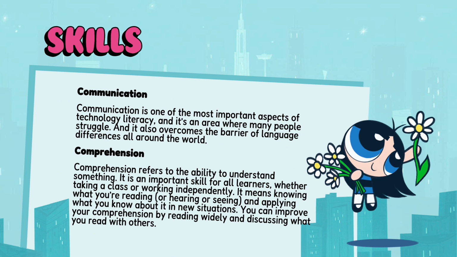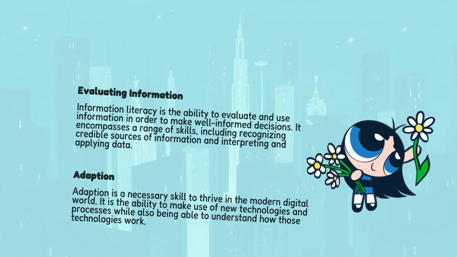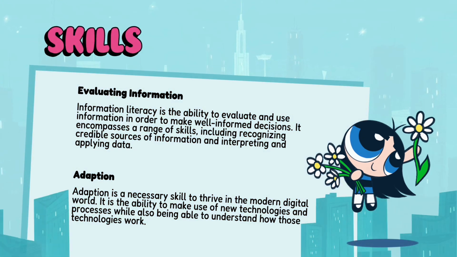Next is comprehension. Comprehension refers to the ability to understand something. It is an important skill for all learners, whether taking a class or working independently. It means knowing what you are reading, hearing or seeing, anything using your senses, and applying what you know about it in new situations. You can improve your comprehension by reading widely and discussing what you read with others. Moving on, the next skill that you will obtain is evaluating information.